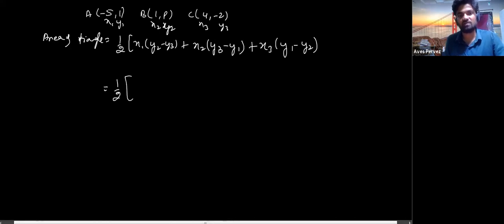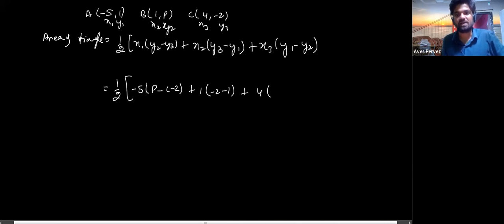I'm completing it. Okay, so this one is half bracket. What is the value of x1? It is minus 5. What is the value of y2? It is p minus y3. What is the value of x3? That is minus 2 plus x2. The value of x2 is 1 bracket. What is the value of y3? Y3 is minus 2. And what is the value of minus y1? Y1 is 1, and that is minus 1. Then what is the value of x3? That is 4 bracket. The value of y1 is 1 minus, what is the value of y2?